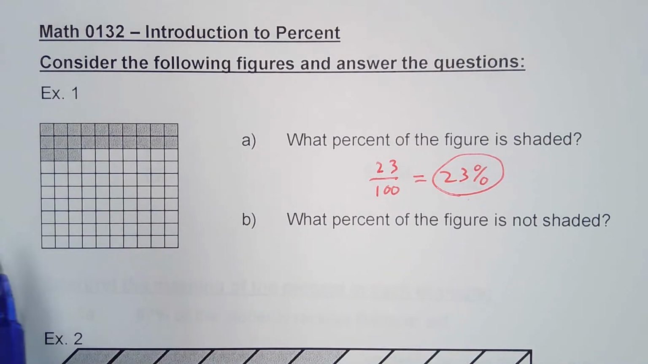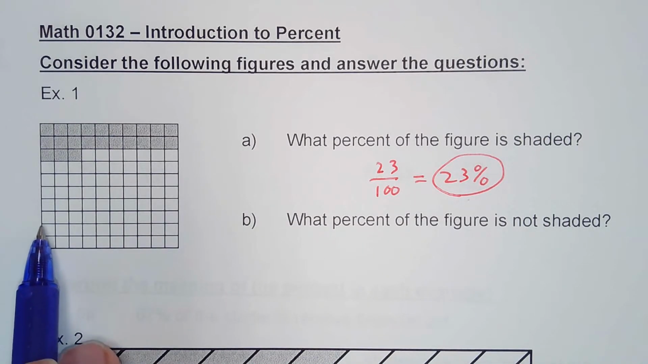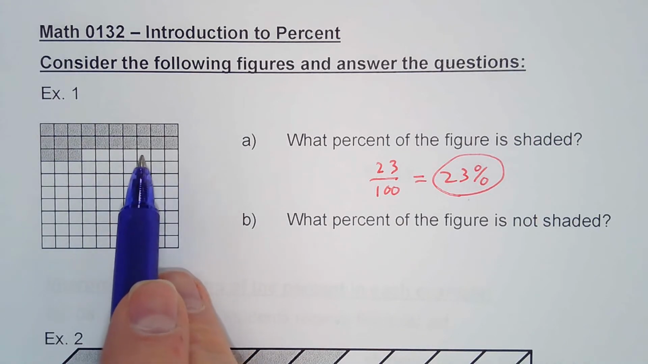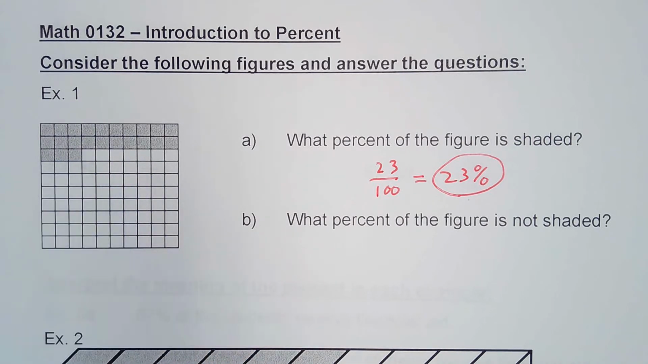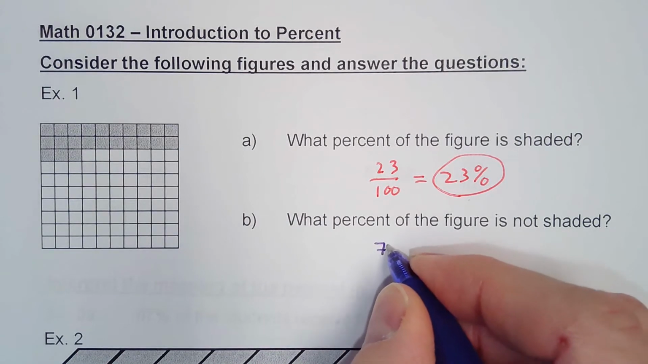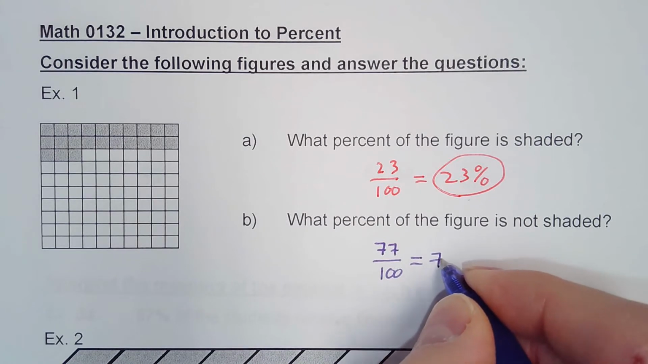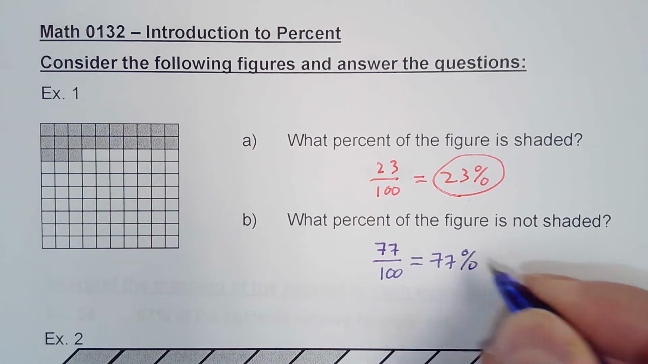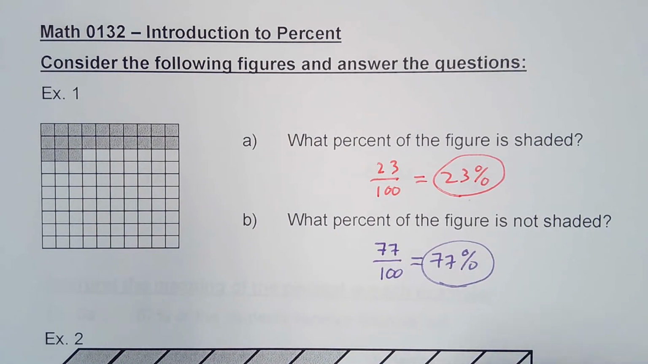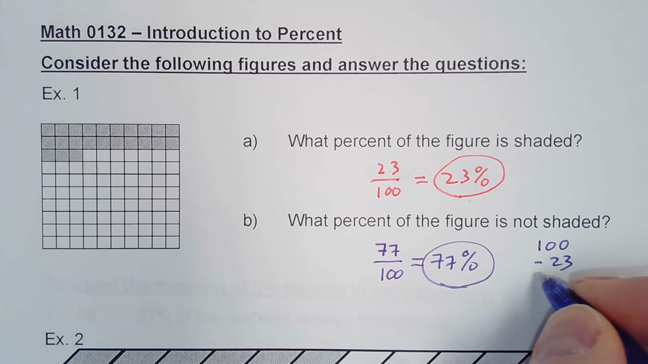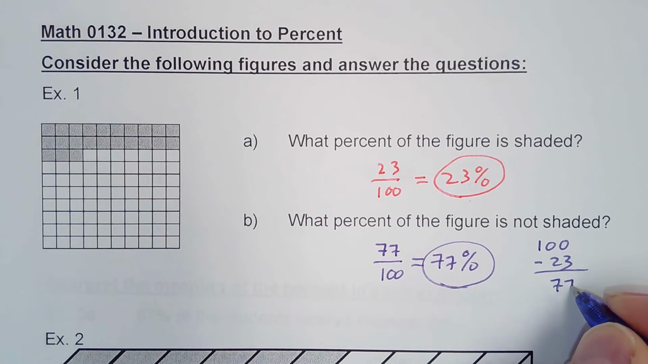What percent is not shaded? Well, we can count 10, 20, 30, 40, 50, 60, 70, and 1, 2, 3, 4, 5, 6, 7. So we can say 77 out of 100, or 77%. The other way you could have done that is you could take 100 minus 23, our result from above, and that would give you 77.